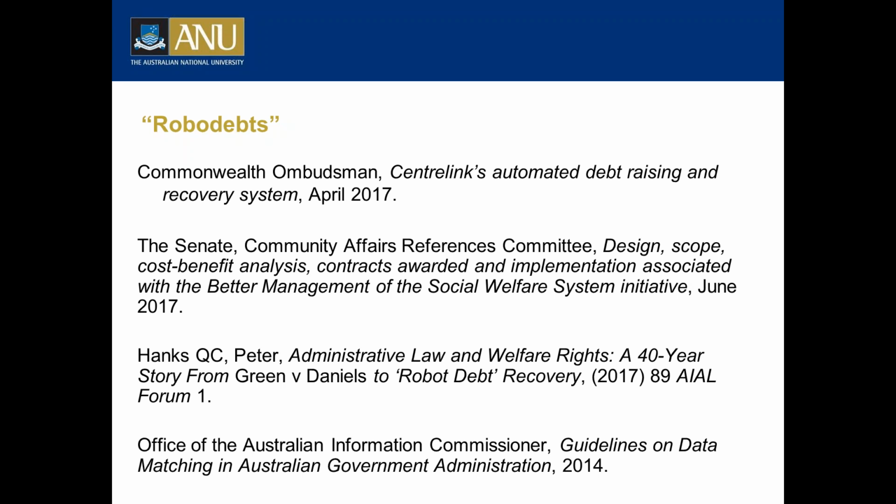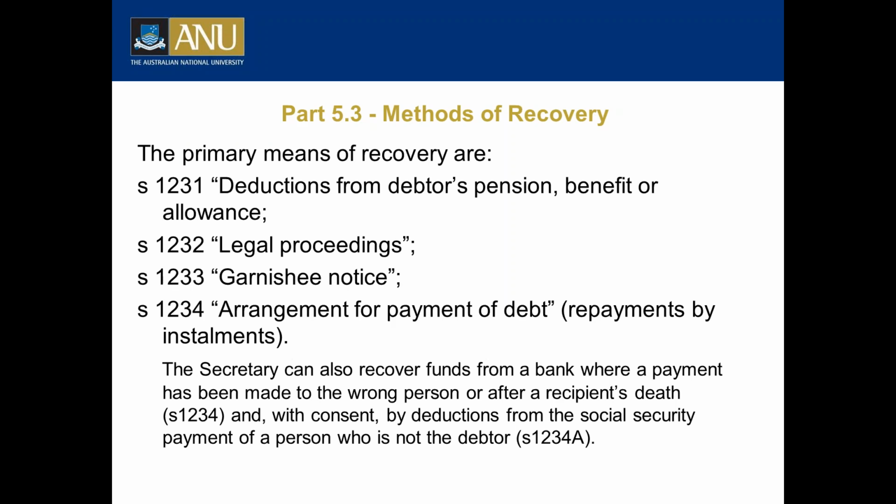Where are we up to? We don't have much time, so I suppose I've got to means of recovery. I won't say much more. Deductions is the overwhelming way that they collect, of course, because it's enforceable. Legal proceedings and garnishes are used essentially where people are no longer on benefit, and then there are a few minor ones down the bottom there as well.